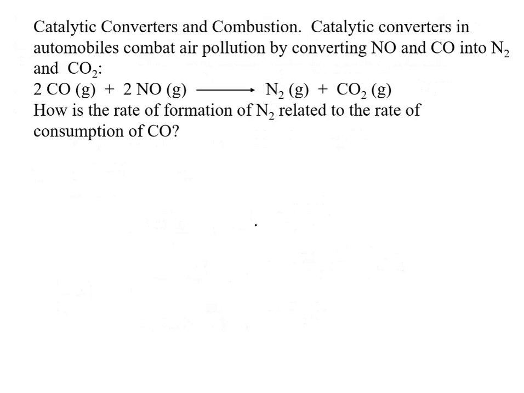Here's one more. This is back to no math. Catalytic converters in automobiles combat air pollution by converting NO, nitric oxide, and carbon monoxide into nitrogen and carbon dioxide. How is the rate of formation of nitrogen related to the consumption of carbon monoxide? We're just doing the relationships now. This one is a product, so it's positive, and there's no fraction because the coefficient is 1, or you could write 1 over 1. This one's negative because it's a reactant, and the fraction is 1/2.